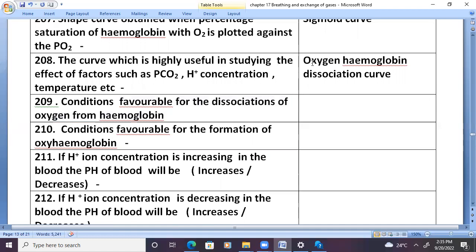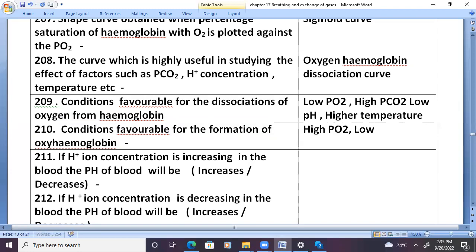Conditions favorable for the dissociation of oxygen from hemoglobin: high partial pressure of carbon dioxide, low partial pressure of oxygen, low pH, and higher temperature. Conditions favorable for the formation of oxyhemoglobin: oxygen should be higher, partial pressure of carbon dioxide should be low, and pH should be high, that means basic. Then temperature should be lower.